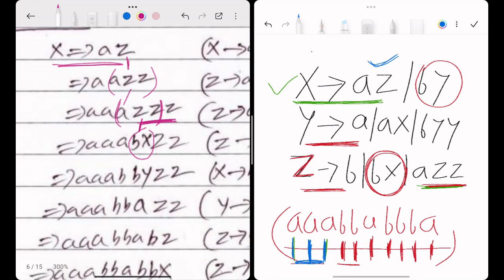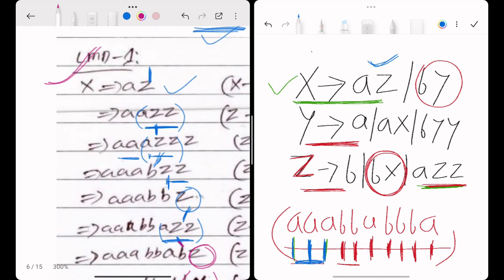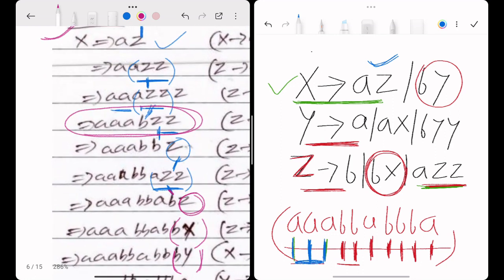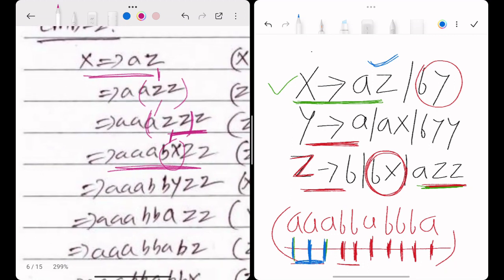Now if you see, this is step number 4. In my previous code, step 1, step 2, step 3, step 4. In step 4, I got this BZZ. I am not writing X. So now you can see at step 4, I am writing BX. Z produces BX.